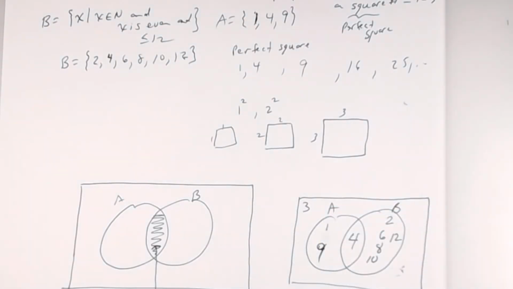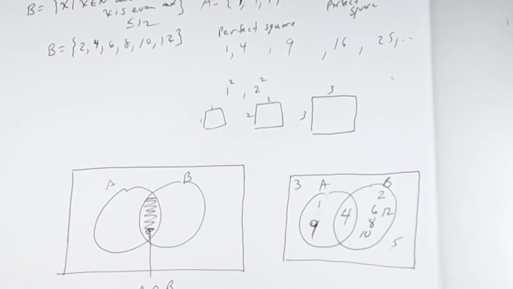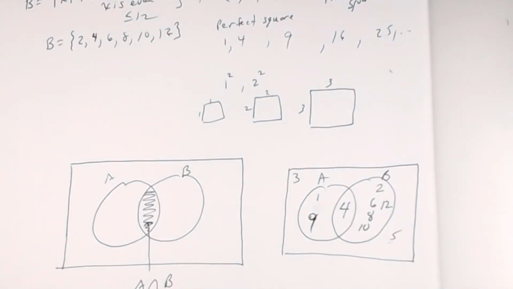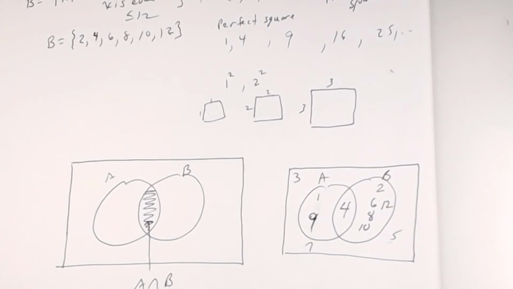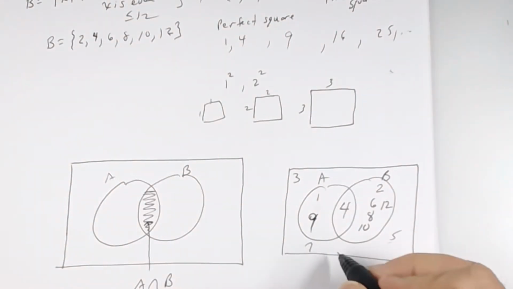4 is already there. 5. Let's think about 5. Where do I put 5? In the box, just not in the circle. I'm gonna put it here. 6 is already in there. 7. Where do I put 7? In the box. 8, 9, 10, 11. In the box, and then 12. So that's your Venn diagram.